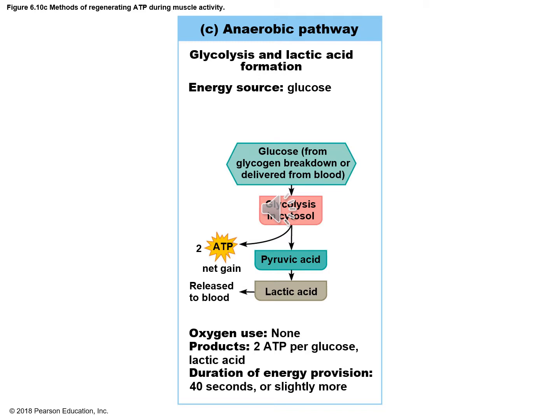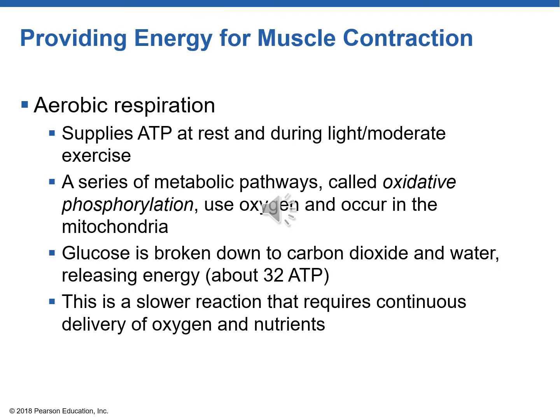Now in the next couple slides we're going to learn what happens when oxygen is present. In that case, the pyruvic acid takes a different path and actually is going to produce even more ATP. Here is an excellent way for us to produce ATP for muscle contraction. It's called aerobic respiration. Aerobic means with oxygen, so we have to have oxygen present in order for this to occur. It supplies most of our ATP at rest and during light or moderate exercise.